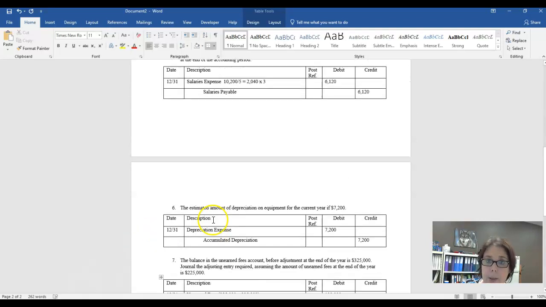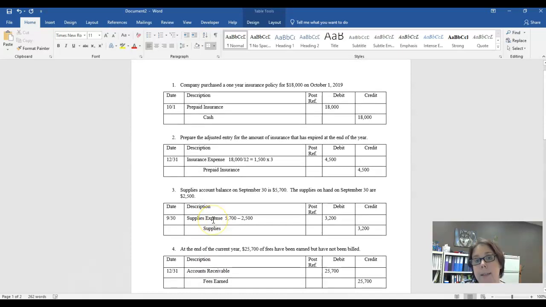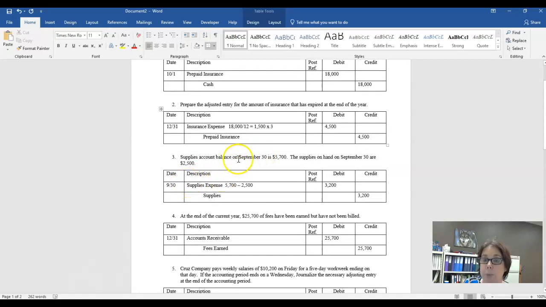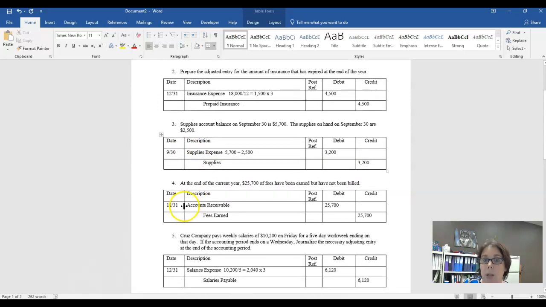Now before I close out on this, one thing you want to look at is that at the end of the year, you will always affect an income statement. Remember, anything that has an expense goes into the income statement. Prepaid insurance is an asset, so that's a balance sheet. So we affected an income account and a balance sheet account. When we adjusted our supplies on September 30th, an income account, a balance sheet account. This one, we haven't billed our customers, so we did a balance sheet account and an income account.